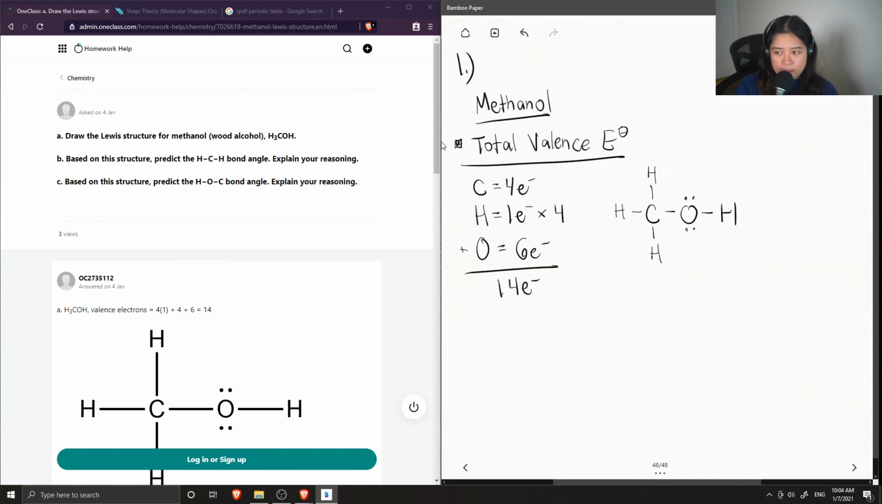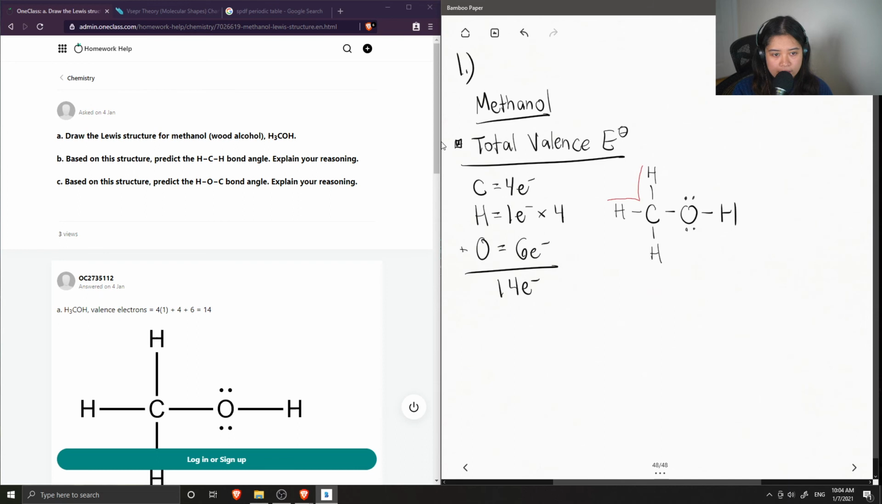So if we count out all of the total valence electrons that I've drawn so far, if we recall that each bond contains 2 bonding electrons, we have 1, 2, 3, 4, 5, 6, 7, 8, 9, 10 plus the 4, so we have 14 electrons. So based on this structure, predict the hydrogen-carbon-hydrogen bond angle and explain your reasoning.